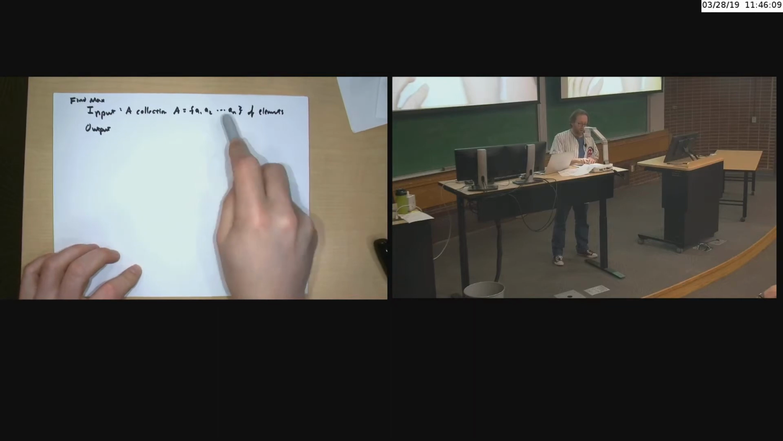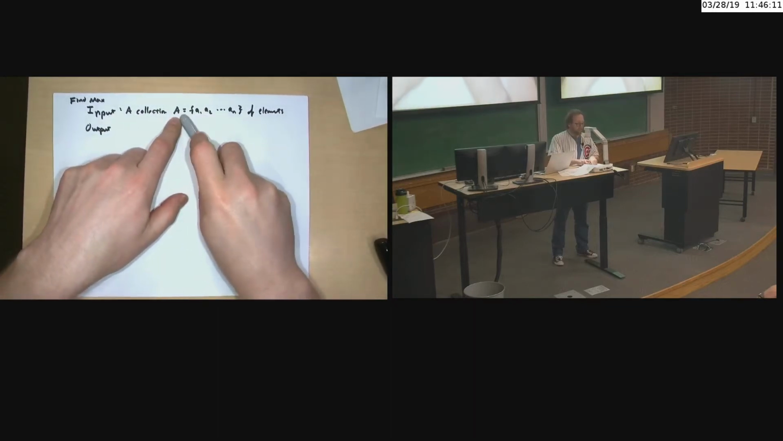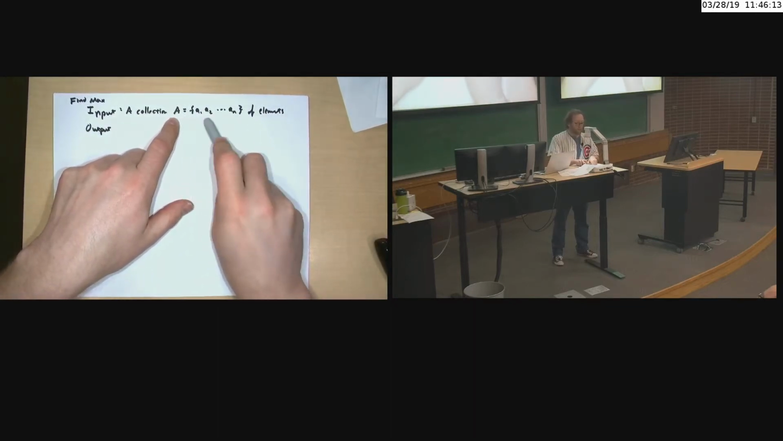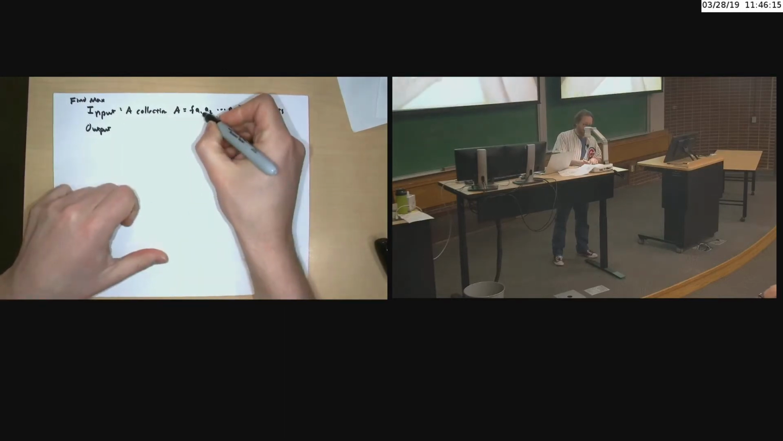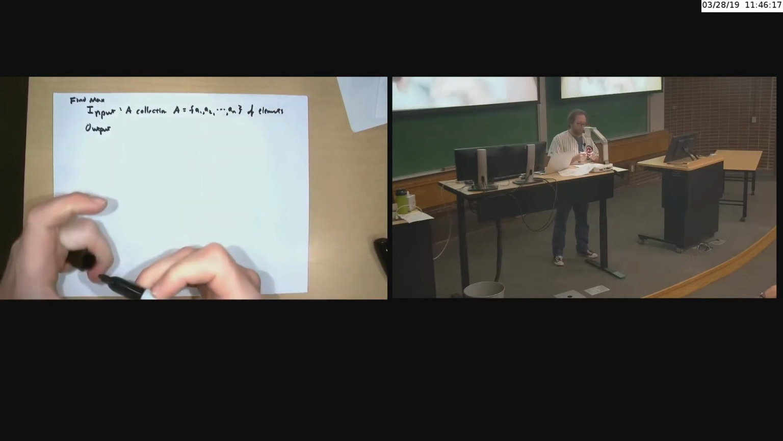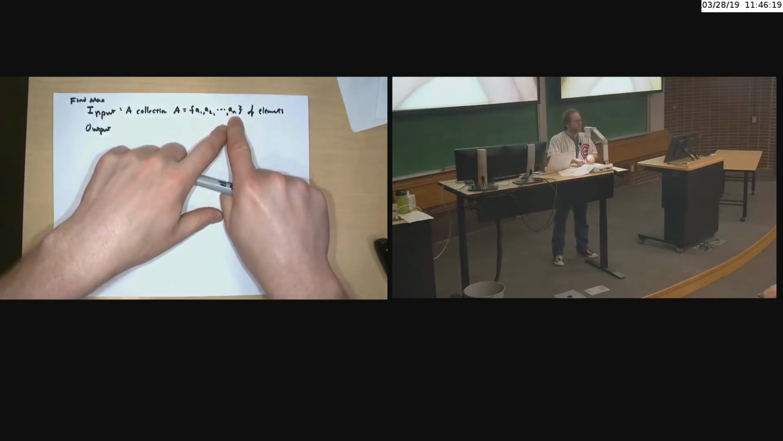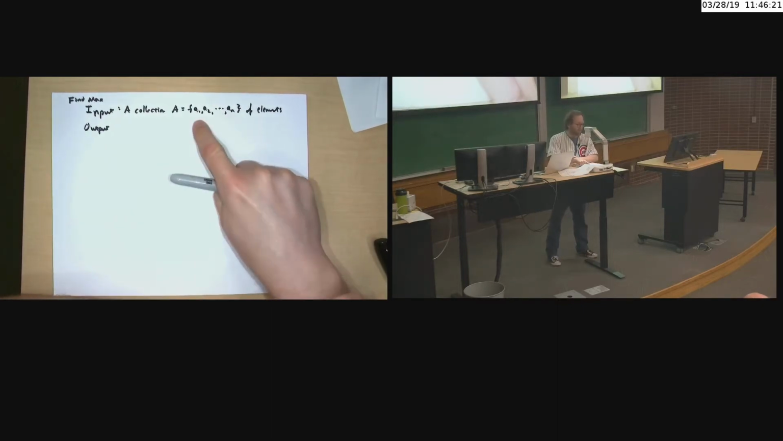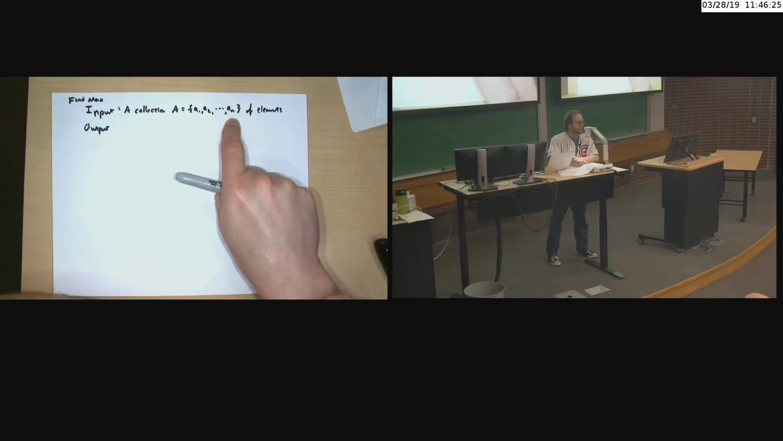A collection of elements, I've given it a name. Not only have I given it a name, but I've given the elements in that collection names as well. And what else have I told you? The first one has an index of 1, the last one has an index of n. That tells you how many elements are in that collection.